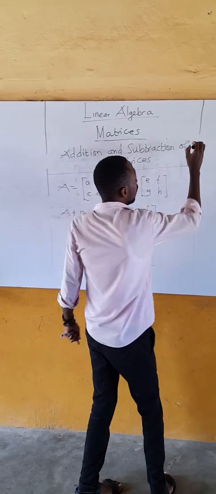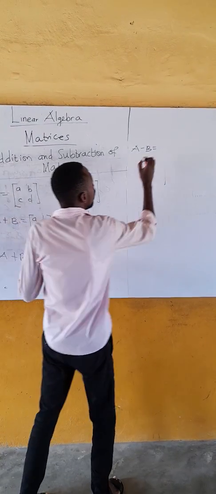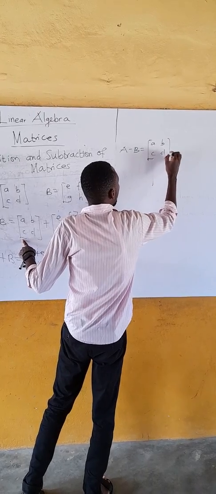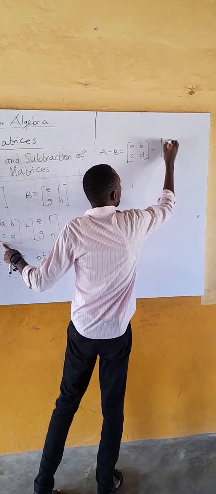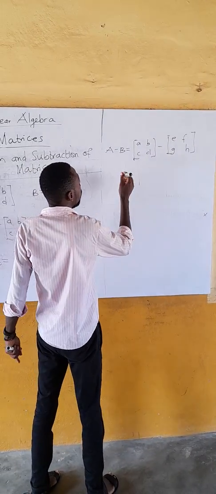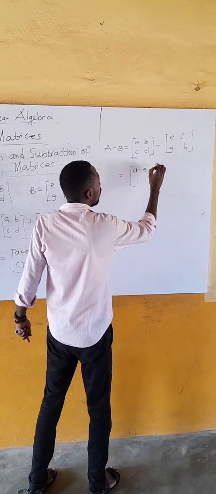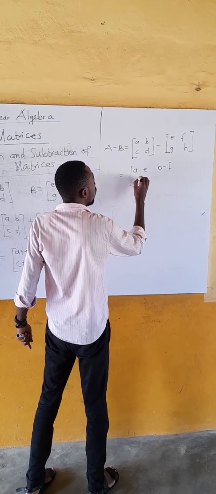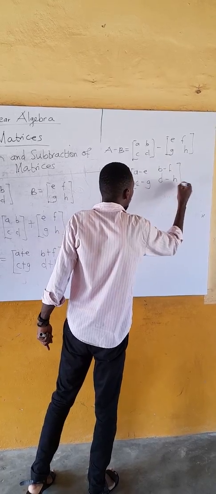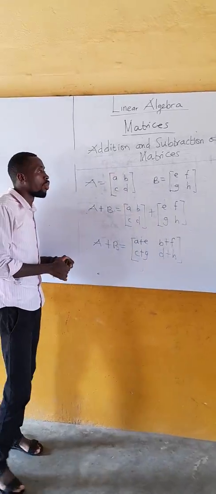What of A minus B? The same way. Remember the matrix A is a, b, c, d minus e, f, g, h. So our A minus B simply will be a minus e, b minus f, c minus g, and d minus h. So we'll take a question and we'll see how we can apply this.